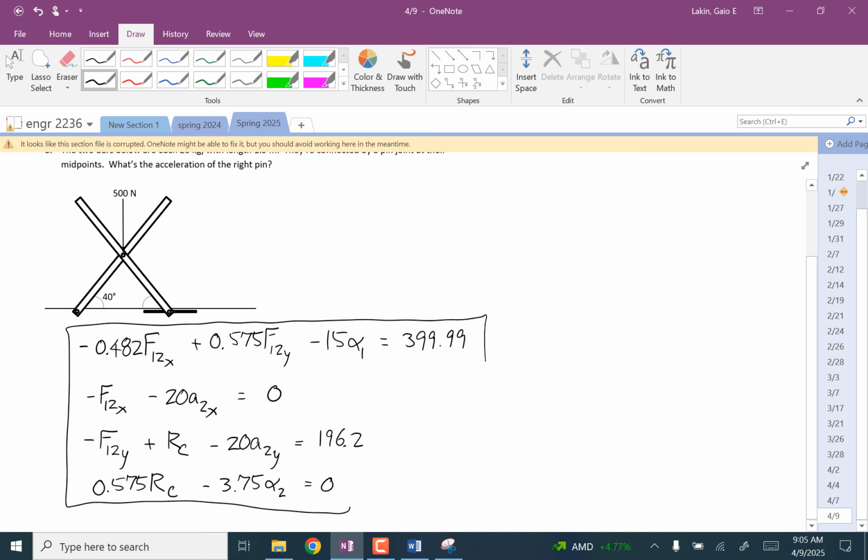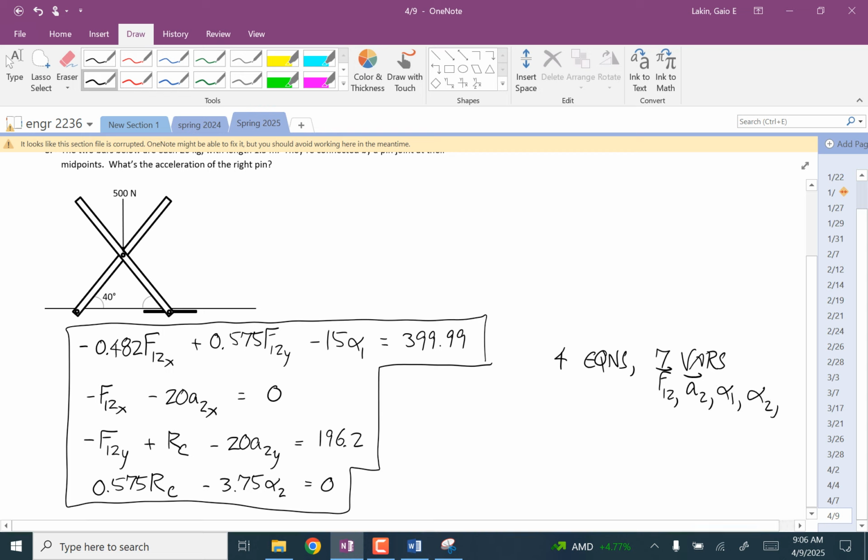And so here is our system so far. This is 4 equations. And for unknowns, we have F12, that's a 2D vector. A2 is a 2D vector, so that's 4. Then alpha 1 is 5. Alpha 2 is 6. And RC is 7. So our variables are F12, A2, alpha 1, alpha 2, those are both just scalars, and then RC. 1, 2, 3, 4, 5, 6, 7.